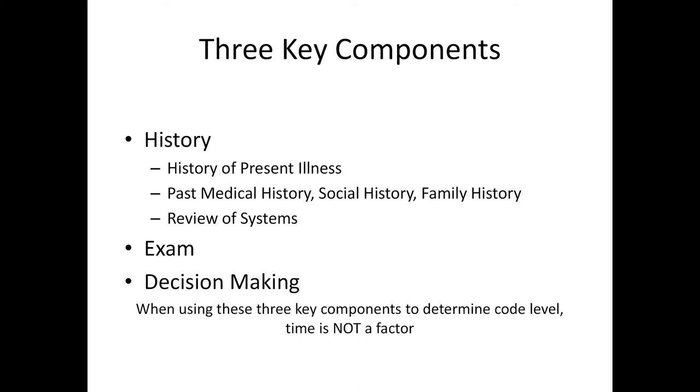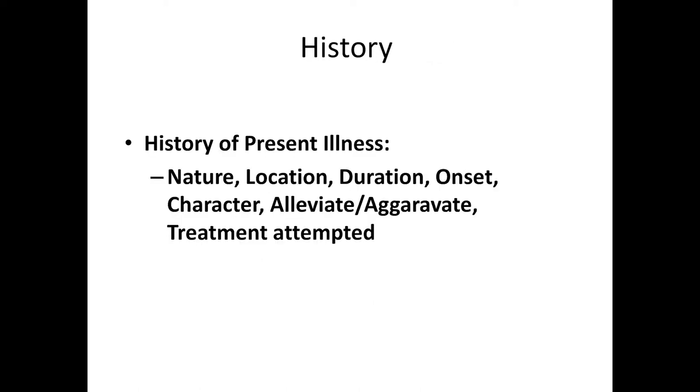So now let's break down these three key elements. History, you can see, has multiple components to it. And if you look at the sheet, you see HPI with a bunch of numbers in it. You actually quantify the bullets of HPI that you perform and document. So 99203, what is it, a 4? So 4 points of history of present illness. Nature, location, duration, onset, character, right? Sore, achy, pain, plantar medial heel, first step out of bed in the morning, present for 3 months. You got 4. So you count up. When somebody comes to audit your E&Ms, this is what they do. They count this stuff. So that's HPI, that's easy.